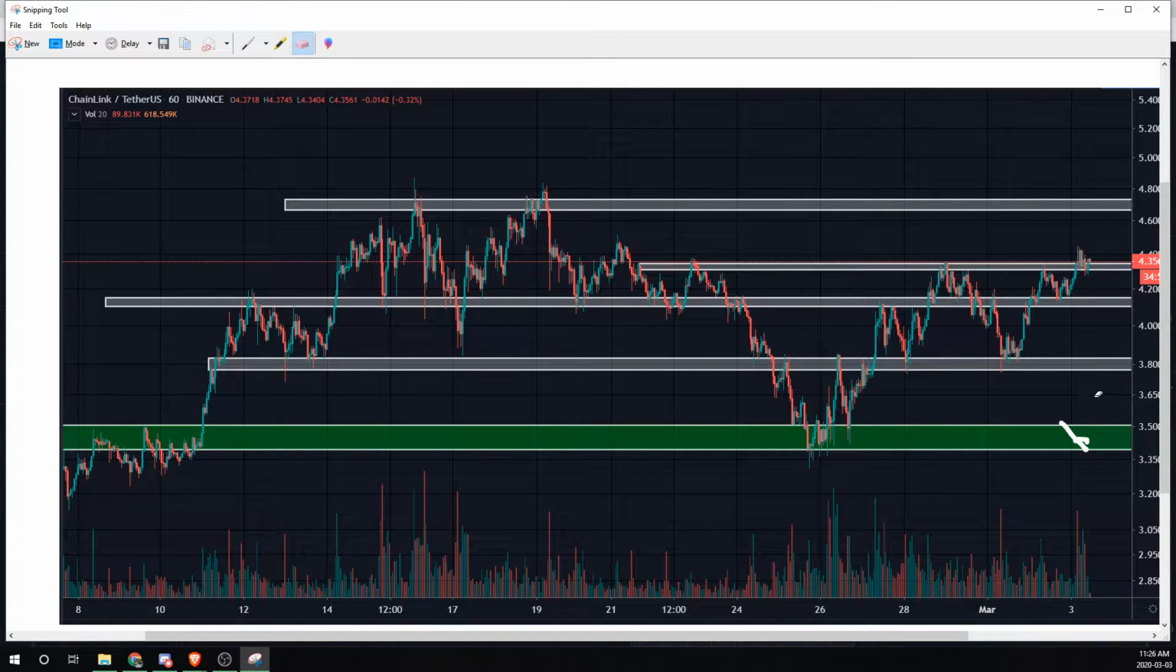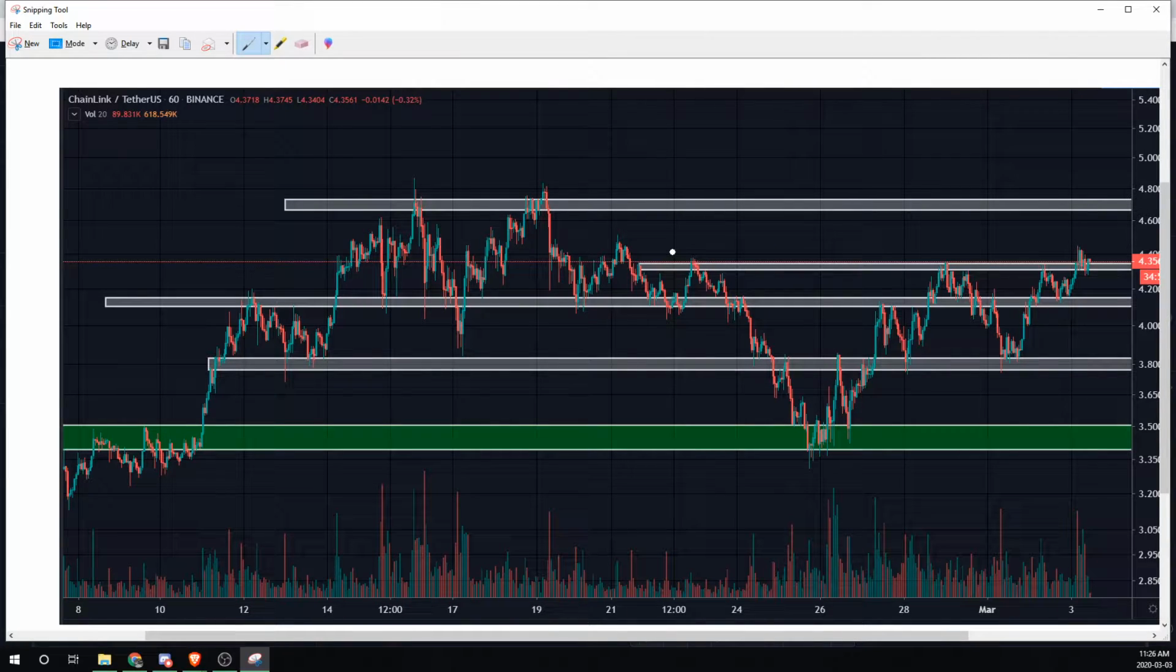But at this point in time, like we said, we're not ideally looking for entries because we don't exactly know which way BTC is going to go at this moment. So we're going to remain patient and look for a better opportunity with some time passing.